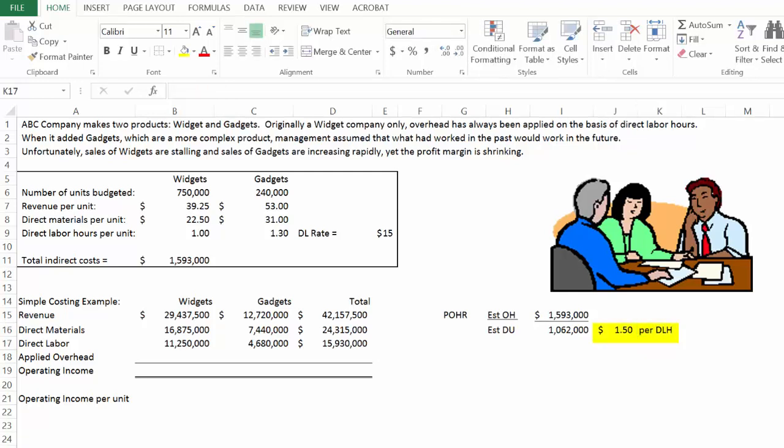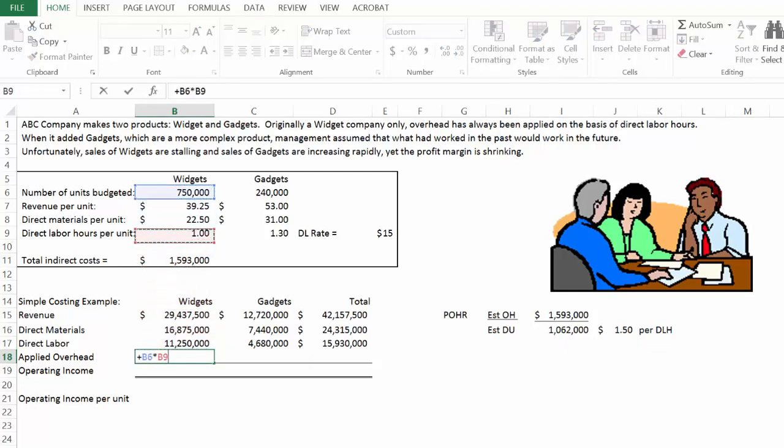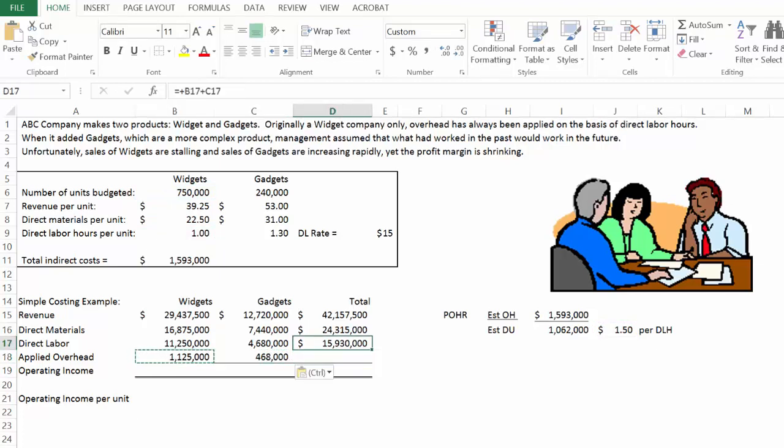And again, it's always a good idea to label your overhead rate so that you don't get them mixed up. And that becomes more important when we start working with activity-based costing and you have more than one rate based on more than one thing. We need to apply that overhead. So I'm going to take the number of widgets that we're making times the number of hours, and that gives me my number of direct labor hours. And then I can take that times my predetermined overhead rate. And again, I'm just going to make that an absolute reference so that I can copy this formula over, and then I can sum that.